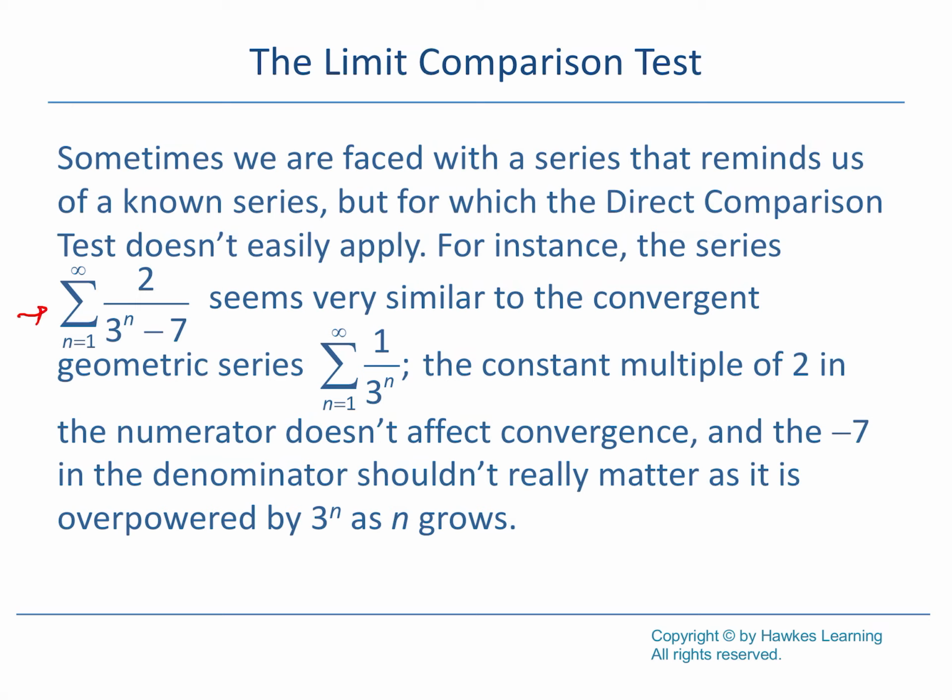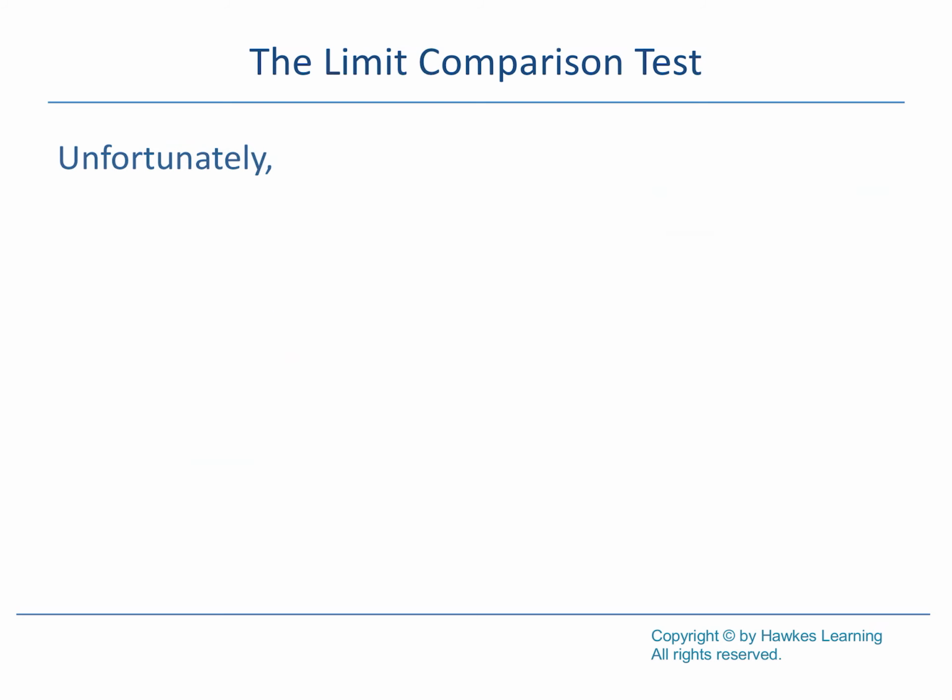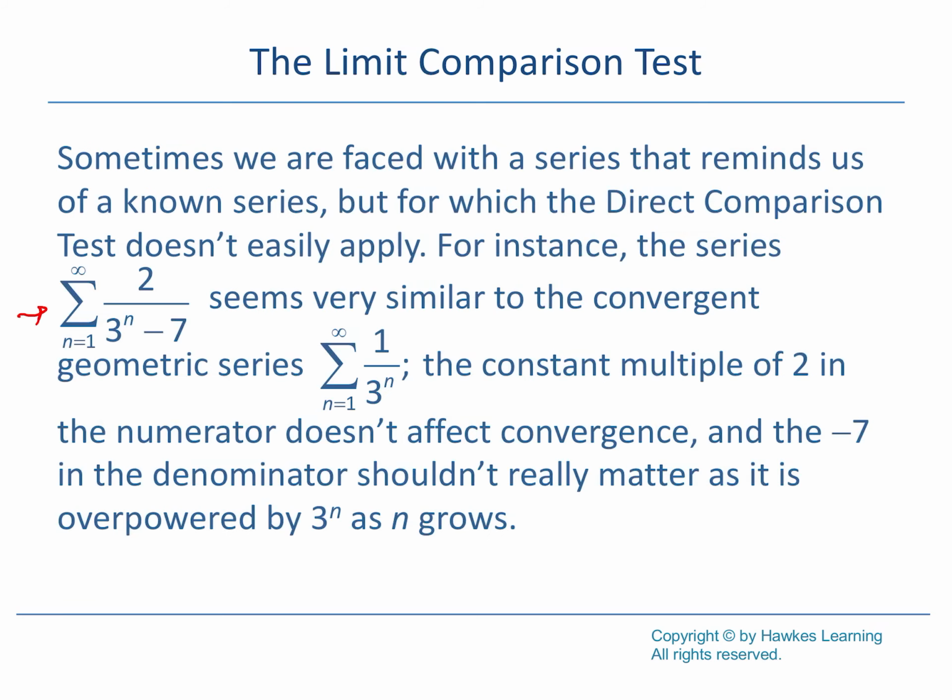But the rub here is that it doesn't interface nicely, being less than 1 over 3 to the n for all of its terms. So while we have a hunch that it might be convergent, 1 over 3 to the n is not a perfect comparison to it, at least by the direct comparison test.